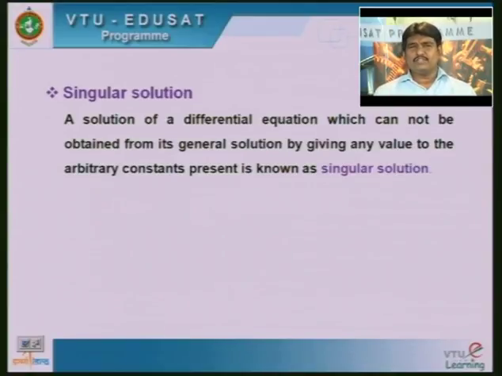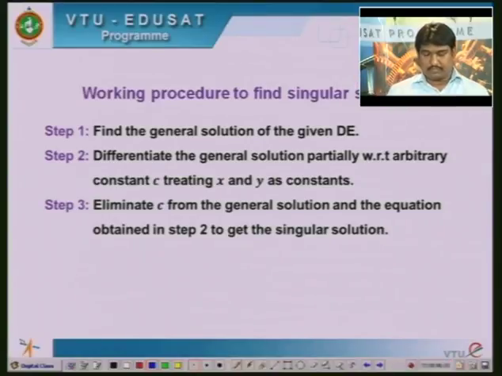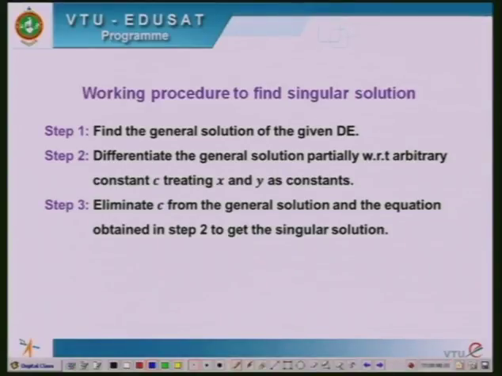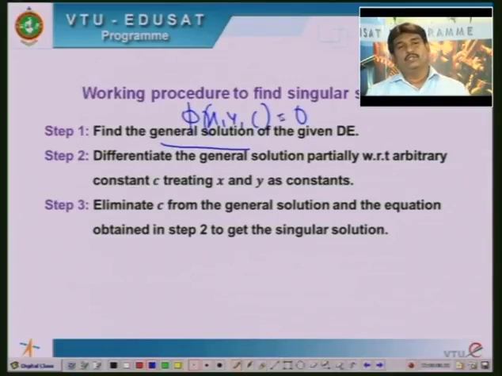So what does a singular solution mean geometrically? First of all, it's a solution which cannot be obtained from the general solution. I'll teach you the procedure of finding a singular solution, and then I'll discuss its geometrical meaning. How to find the singular solution of a differential equation? First, find the general solution of the given differential equation. I'm talking about a first order differential equation. So its general solution consists of one arbitrary constant. Let me denote the general solution as phi of x, y comma c equals to 0. It's a relationship between x and y involving one arbitrary constant.